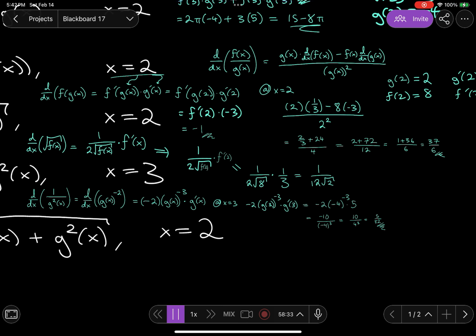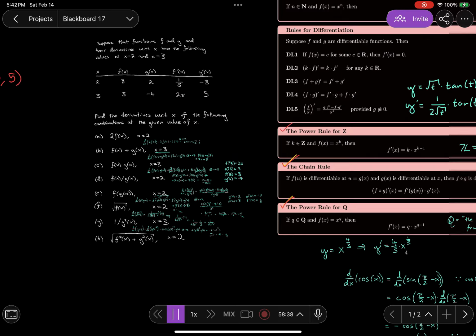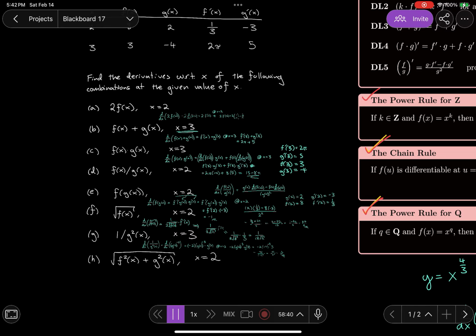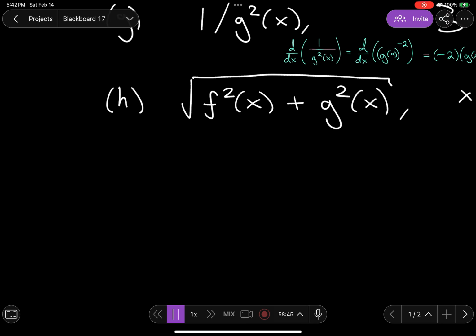All right, what else? I think this is the last one. What an insane type of question, but a good question in terms of applications of the chain rule in a little bit more of an abstract sense. All right, let's do this last one.